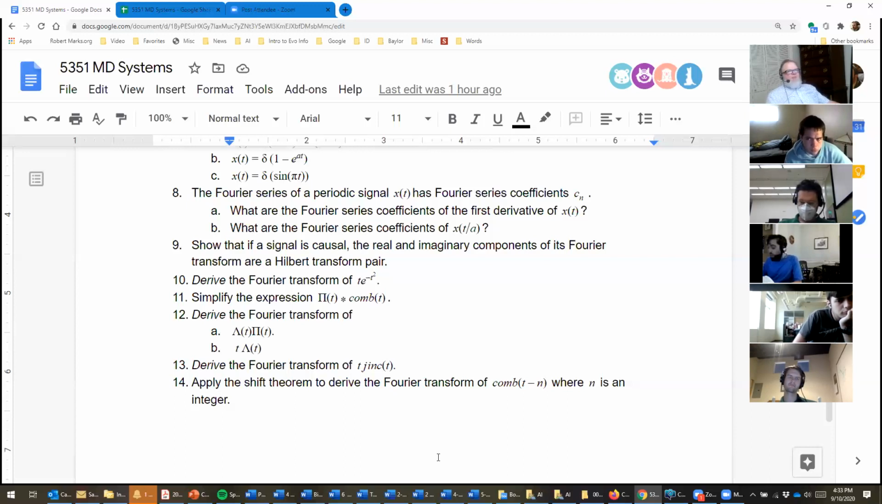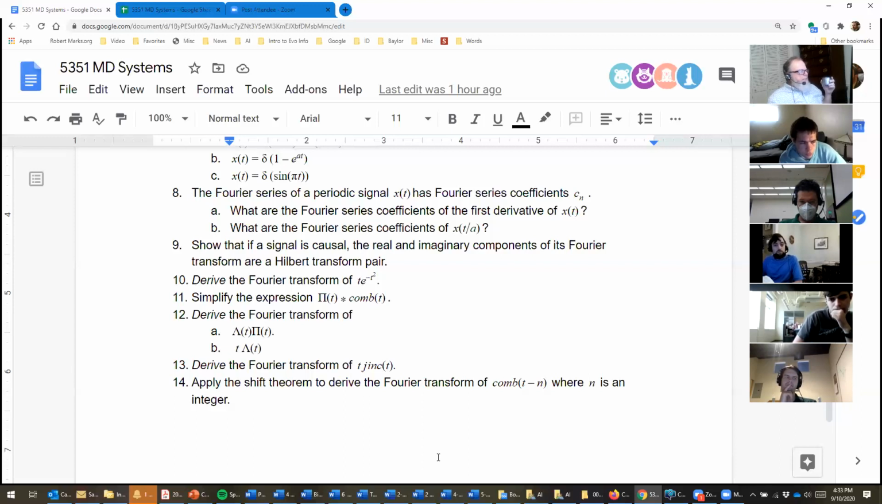Now notice, because of duality it isn't exactly the same. It turns out that the derivative theorem says if you differentiate, you multiply in the frequency domain by j2 pi u. If you differentiate in the frequency domain, in the time domain, you multiply by minus j2 pi t. So there's a little bit of duality shenanigans that one has to do in order to apply that.